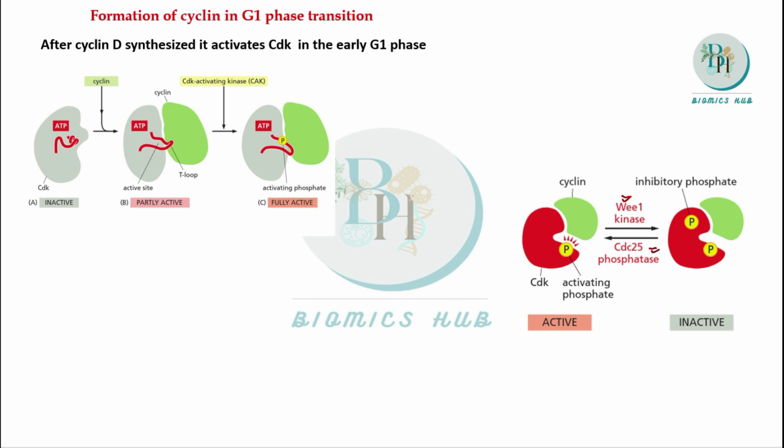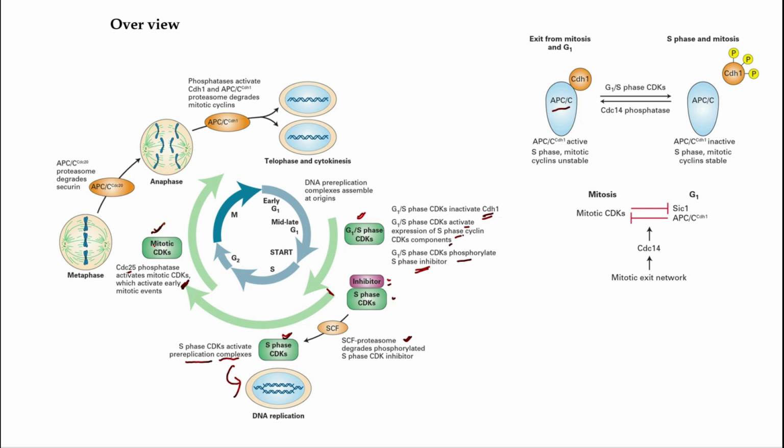So let's come to this slide. The mitotic CDK, like the S phase CDK which had an inhibitor, is also inactivated, and the inactivation is removed by the CDC25 phosphatase. Now here we can see what happens in the metaphase: the chromosomes are present at the metaphase plane. Now the cell is ready to divide.